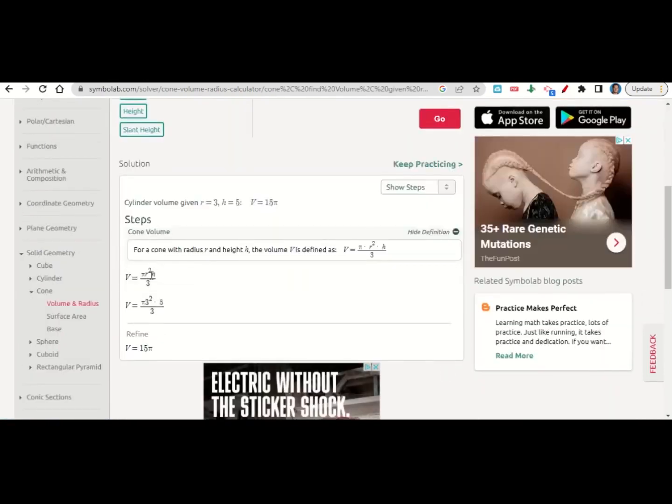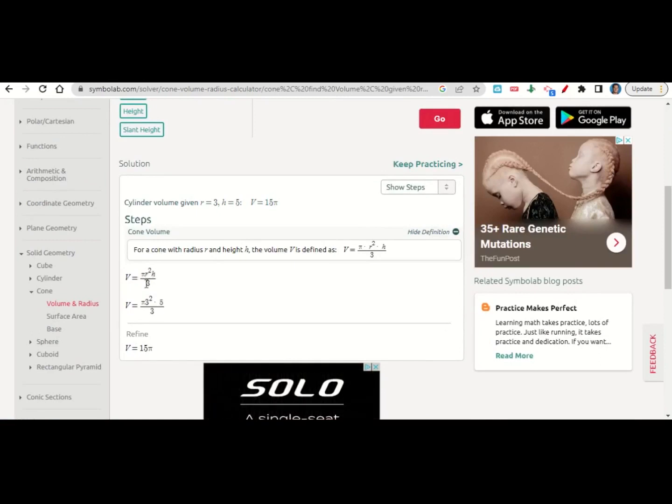And when it scrolls us down, it tells us that the volume is pi r squared h over 3. So when we plug that in, this is 3 squared times 5 times pi over 3. And when we simplify it, we get 15 pi. So the volume of this cone would be 15 pi. So this is how you can use Symbolab to check your work when finding the volume of a cone.